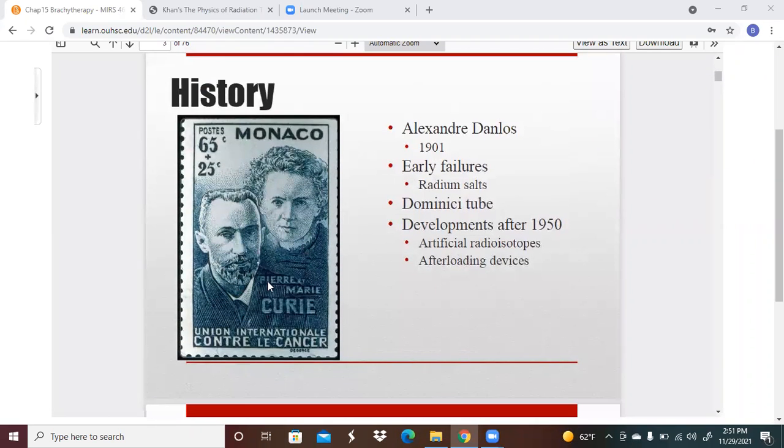We'll have some nice little postage stamps here from different countries illustrating how those that developed brachytherapy are memorialized today and in years past. We've got histories here.